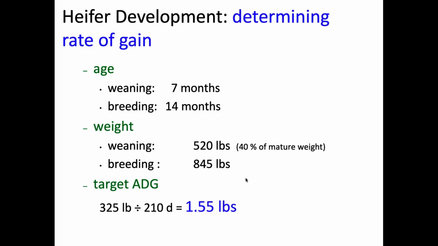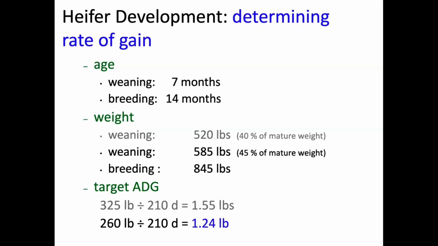So if they're going to be 1,300 pound cows, that means we have a target of 845. If we look at the difference, 845 minus 520, that tells us we need to put 325 pounds on those heifers. We have 7 months to do so, or 210 days. So that tells us we would need those heifers gaining 1.5 pounds, or 1.55 pounds a day in that situation.